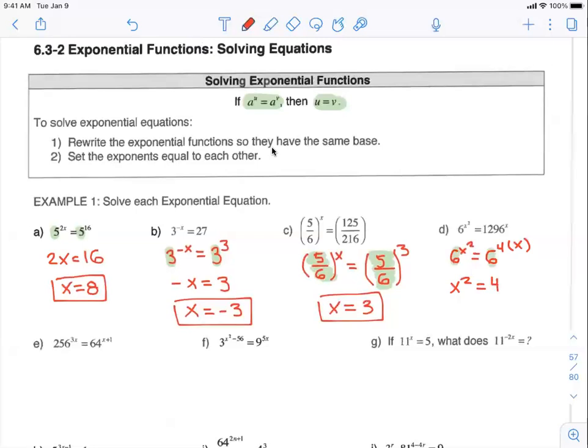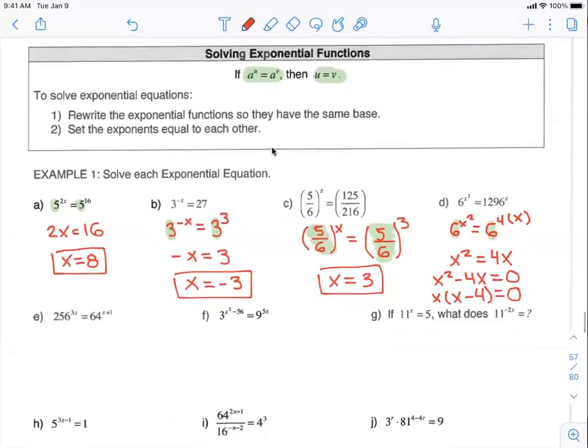And once your bases are the same, you set the exponents equal. x squared equals 4x. In a problem like this, it's quadratic, so I would move everything to one side and then factor it. This has a GCF of x, which leaves you with x times x minus 4 equals 0. Set each factor equal to 0. So x is going to be 0 and x is going to be positive 4. Both of them work.